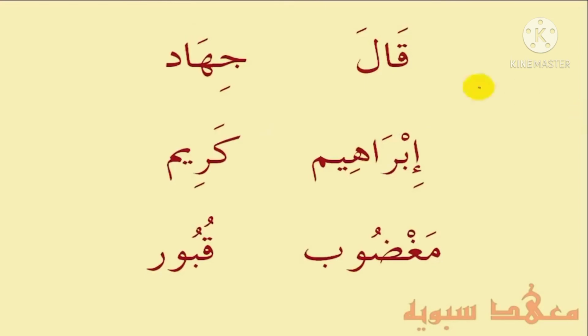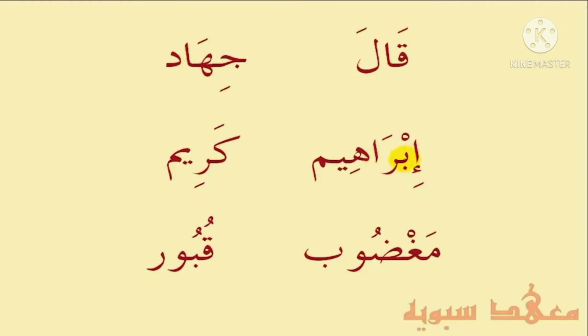First one here is qala. Notice the elongation of the A sound. Qala, not qala. So we have the fatha on the qaf, followed by the alif. Next word is jihad. So we have here ji, that's the first syllable, and then had, jihad. You notice here we have a fatha on the ha followed by the alif, and that gives the elongation of the A sound. Next word, Ibrahim.